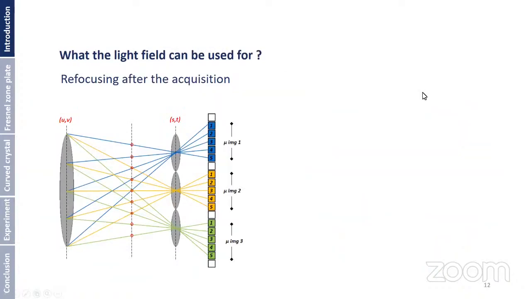So now we will turn to the question: with the captured light field data, what can we do? Firstly, the additional angular information allows us to track the rays back to another plane after the acquisition, and enables numerical refocusing.